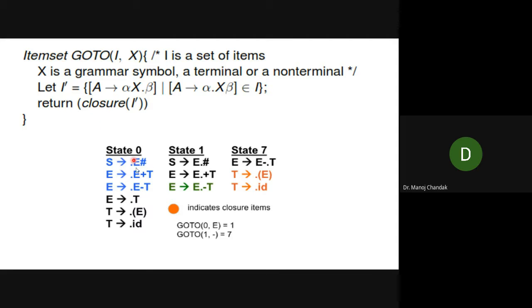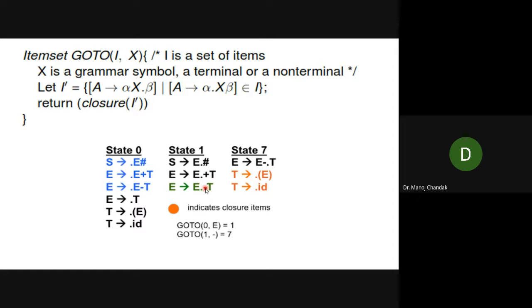You can see some red, blue, green and black ink here. Let me show you what all this means. If I write S derives to dot E hash, and again E derives to dot E plus T and E derives to dot E minus T, this is your state 0. Then you will write goto I0 comma E. Why are you writing goto I0 comma E? Because you are processing E first. So here E will be crossed, here E will be crossed, here E will be crossed.